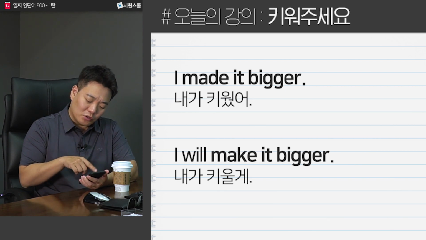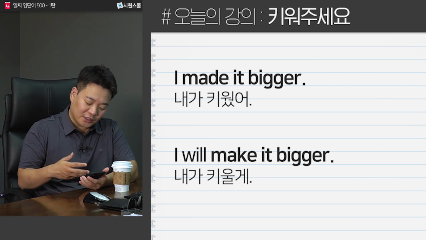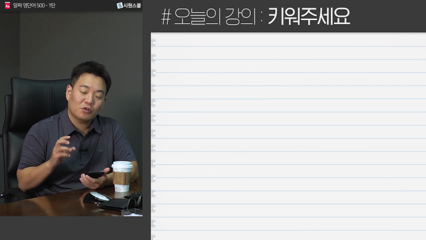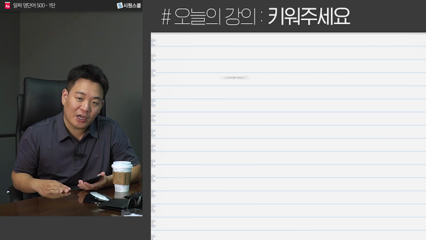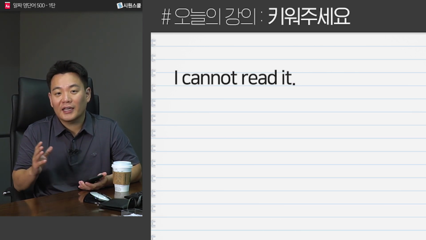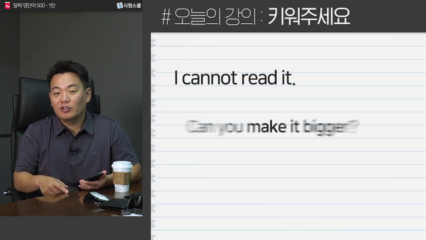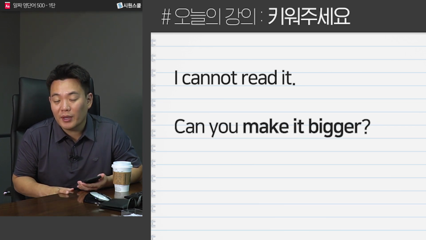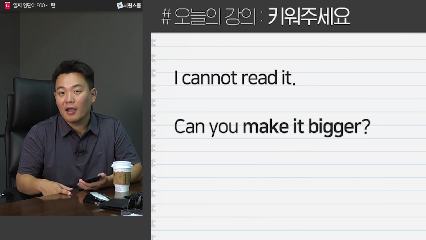그래서 이렇게 보다가 잘 안 보여요. I can't read it. Can you make it bigger? 좀 더 키워주실 수 있나요? Can you make it bigger? I cannot read it. 너무 작아가지고요. I cannot read, too small. I cannot read it. 읽을 수가 없어요. Can you make it bigger? Could you make it bigger?